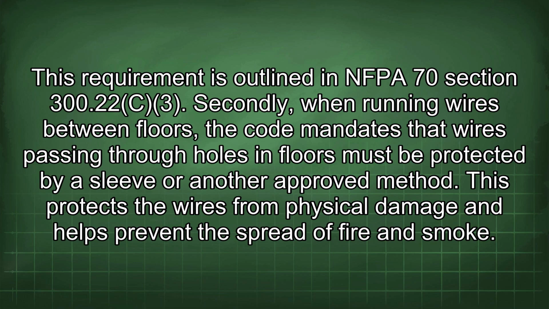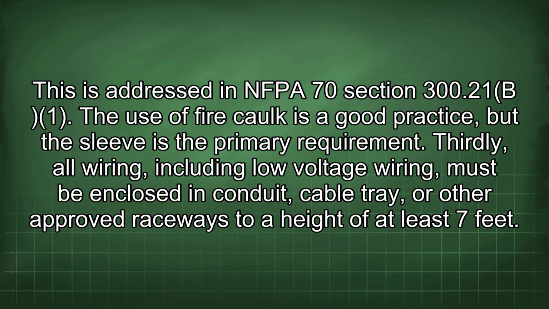300.22(C)(3). Secondly, when running wires between floors, the code mandates that wires passing through holes in floors must be protected by a sleeve or another approved method. This protects the wires from physical damage and helps prevent the spread of fire and smoke. This is addressed in NFPA 70 section 300.21(B). The use of fire caulk is a good practice, but the sleeve is the primary requirement.